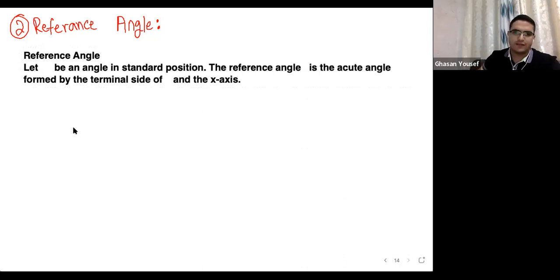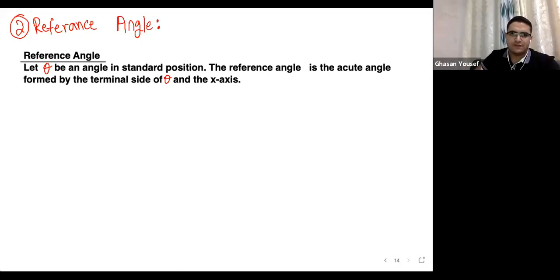So the reference angle: suppose I have an angle called theta. Let theta be an angle in the standard position, such that the initial side must be on the positive x-axis. Let me continue the definition. Let theta be an angle in the standard position. The reference angle is the acute angle, any angle between 0 and 90, formed by the terminal side of angle theta and the x-axis.